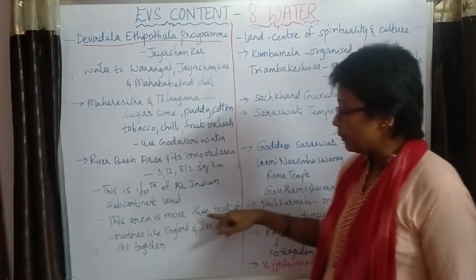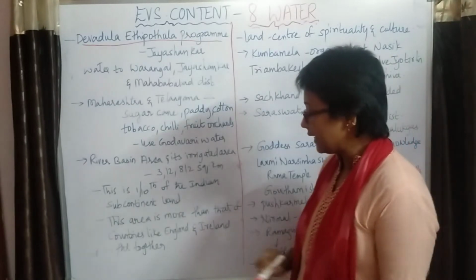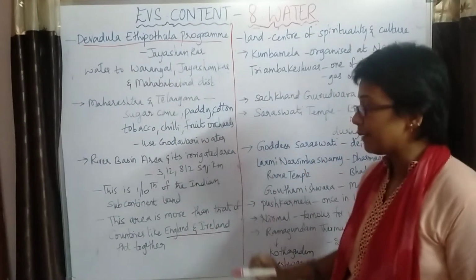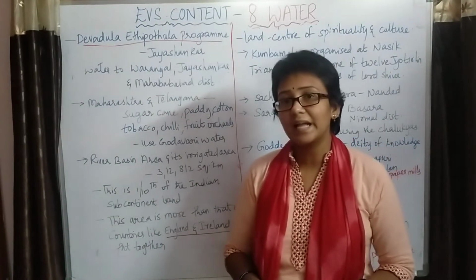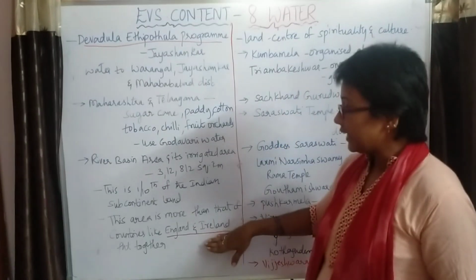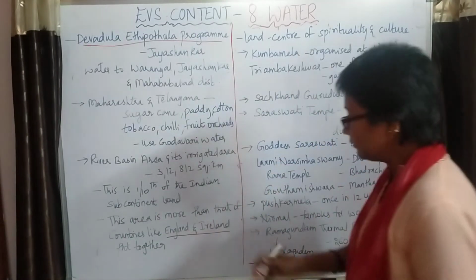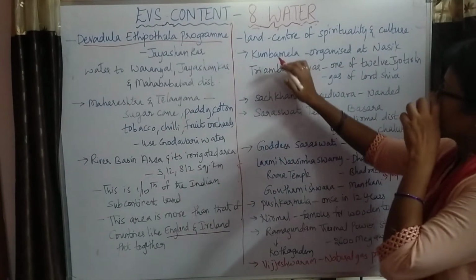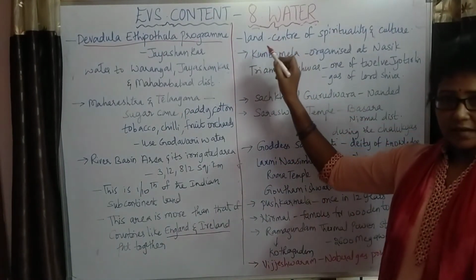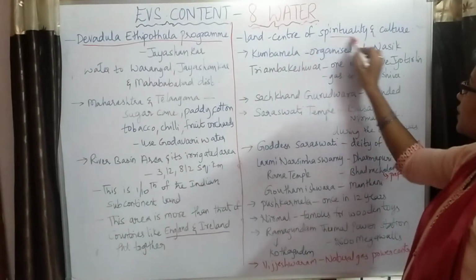Next, this area is more than that of countries like England and Ireland. If England and Ireland are put together, that land area will be equal to this river basin area of Godavari. Next, the land near the Godavari is the center of spirituality and culture.